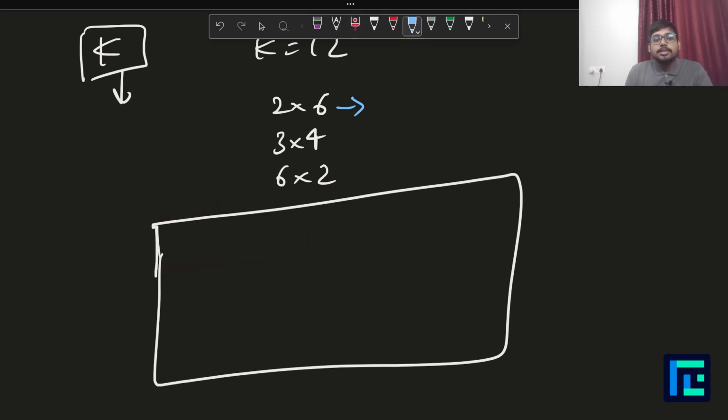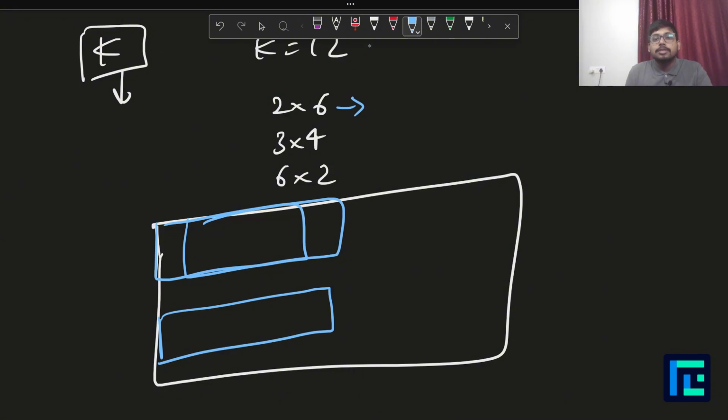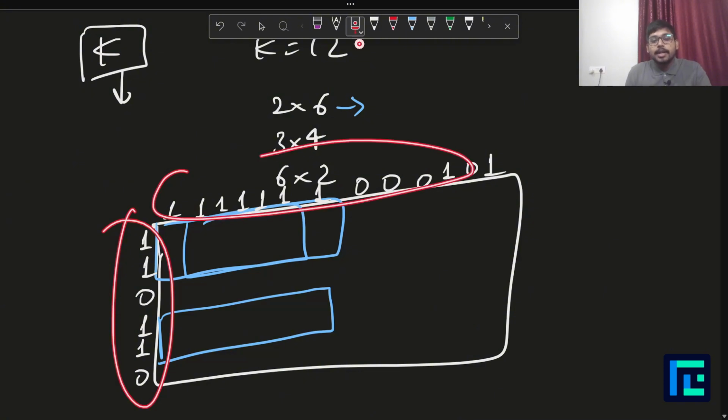Let's say we have a subrectangle here, here, and here. In array A we should have 1 and 1 here, and in array B we should have 1 1 1 1 1 1, numbered 1 2 3 4 5 6, and this should also be 1. Let's say this is 0 1 1 0, and this is 0 0 1 0 1. Let's say this is our array A and this is our array B.